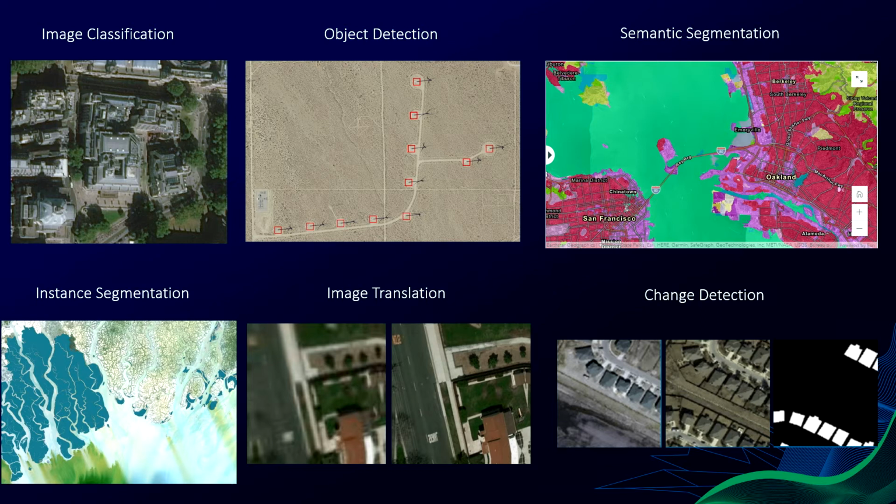In the remote sensing world, the classic example of semantic segmentation would be automated land cover classifications from aerial imagery.